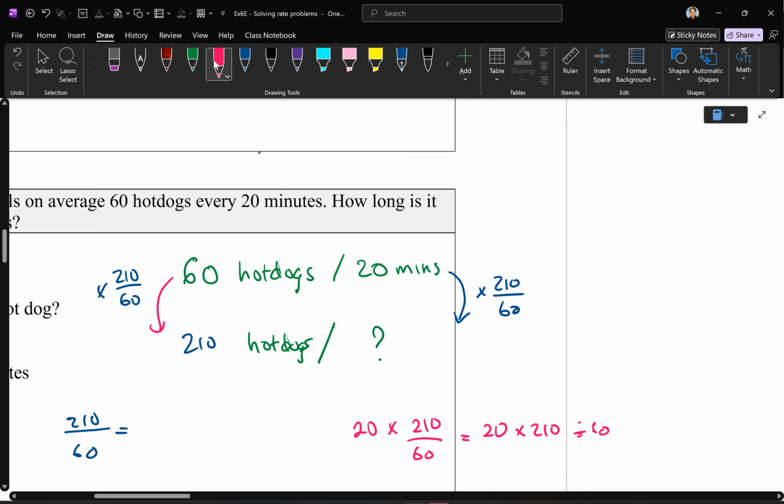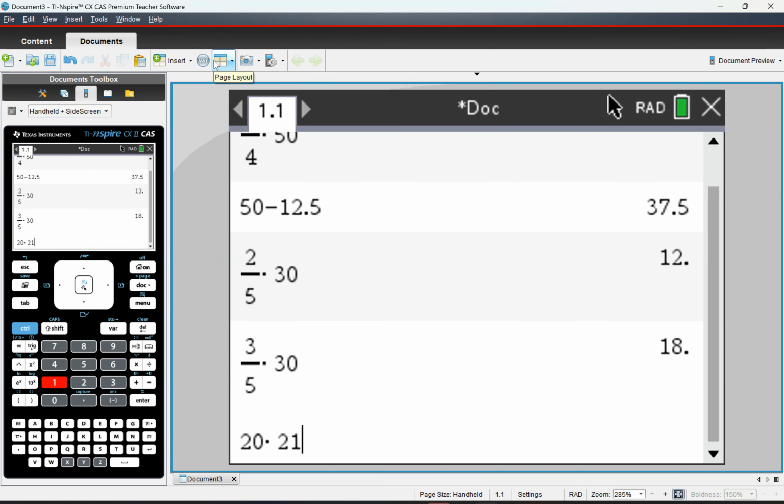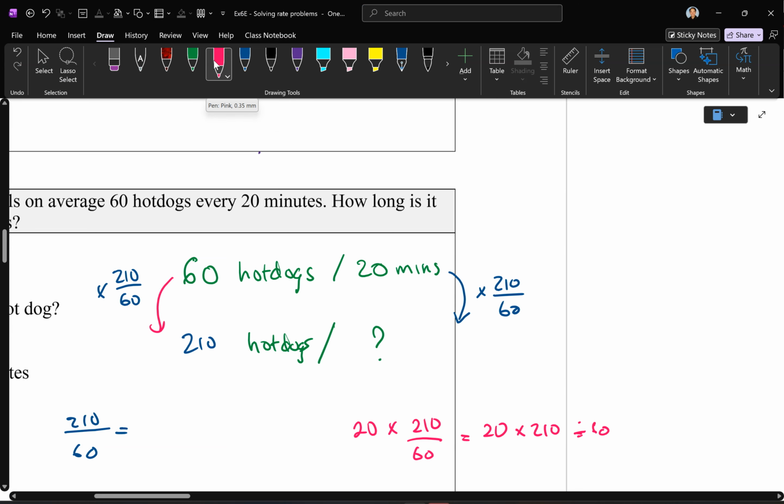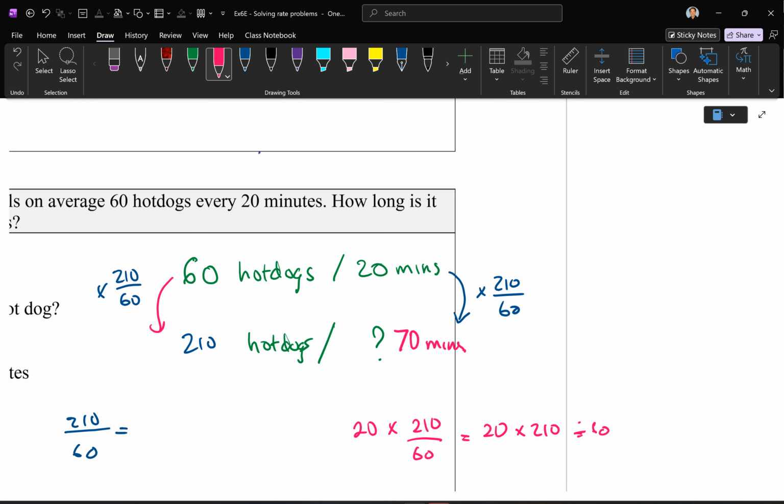So here we go. I'm going to type it on my calculator. 20 times 210 divided by 60. 70 minutes is how long it will take. Wow. Now, that technique is the most direct, most efficient way to go from this one to this one and this one to this one. But let's say you wanted to do it a different way, you could have. The way that Bo described it would have been a better way too.